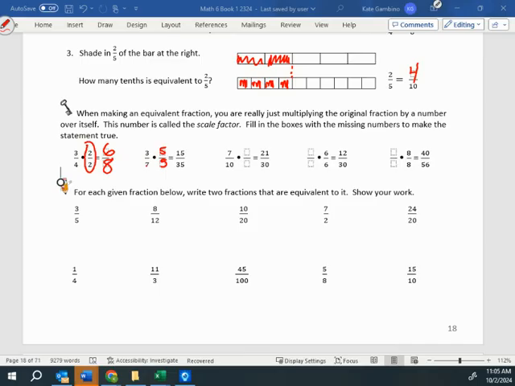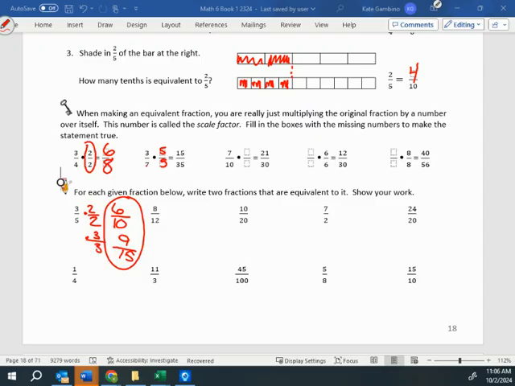On the bottom, it says for each given fraction below, write 2 fractions that are equivalent to it. So I keep mine easy. I like to multiply by the scale factor of 2 because I know my 2's. 3 times 2 is 6. 5 times 2 is 10. That's one equivalent fraction. Then I'm going to multiply it by my 3's. 3 times 3 is 9. 5 times 3 is 15. There are 2 equivalent fractions.